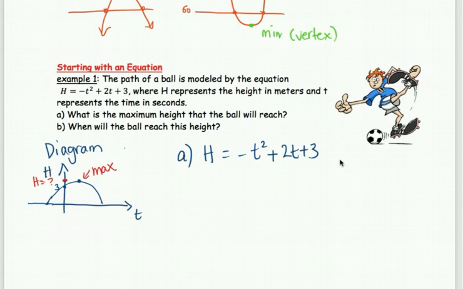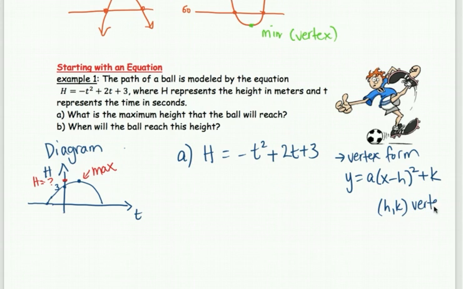So our goal is to get it to vertex form. Again, what that looks like is you'll have some value, this x in a bracket, plus k, like that. Then you can find your vertex, which is (h, k) here. Okay, so that's your goal. In order to do that, we have to complete the square.